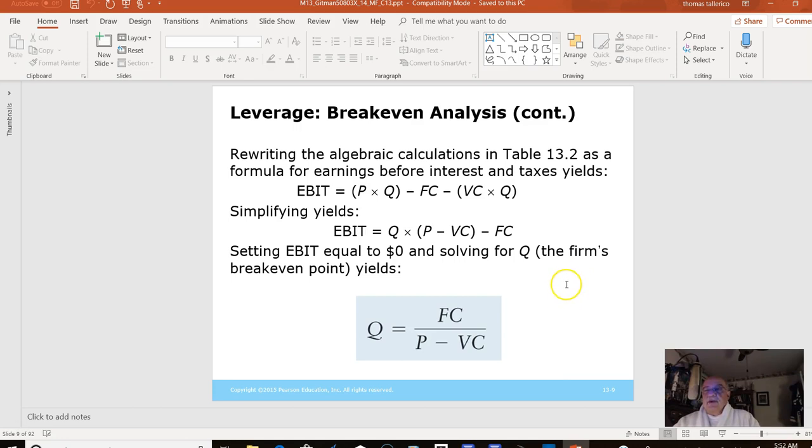So if you rewrite this equation, take the equation we just saw and keep rewriting it, we're going to set EBIT equal to 0, and that's going to give us what we said is our break-even point. We solve for Q, and this is the quantity where we break even, okay? So you notice how we're setting EBIT equal to 0.